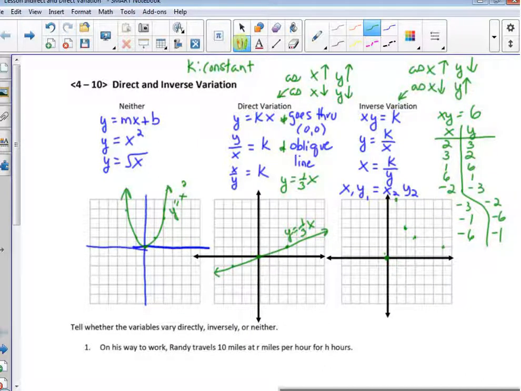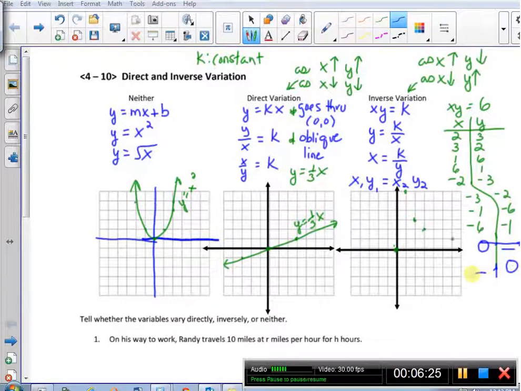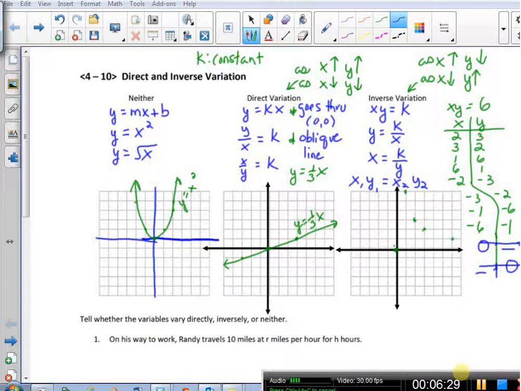All right, now if you think about it, in the chart, can I have x be 0? 0 times what equals 6? Is there anything? No. How about, can I let y be 0? Is there anything 0 times anything that will equal 6 so that the y's could work out? No. So in that instance, we cannot have x or y be equal to 0.